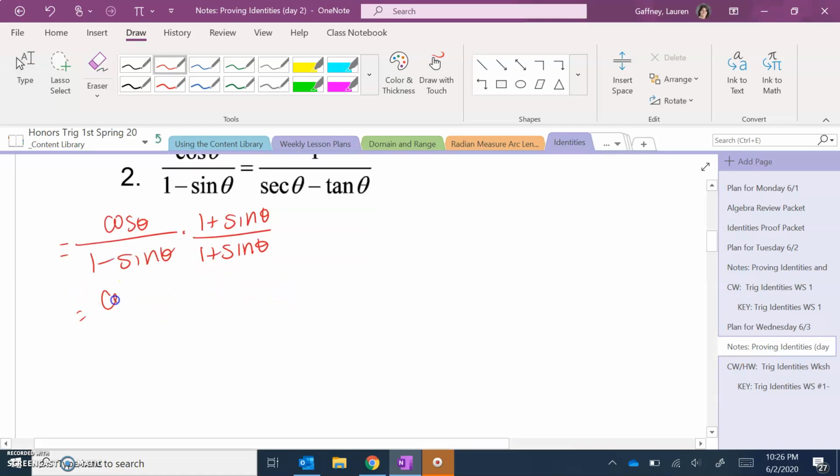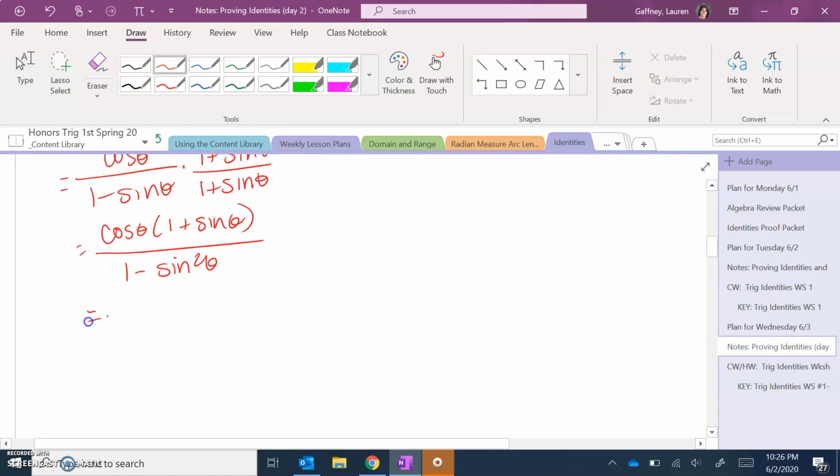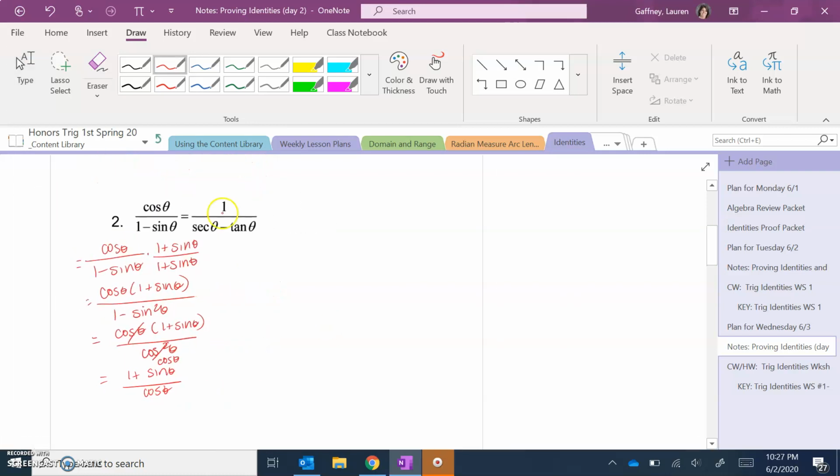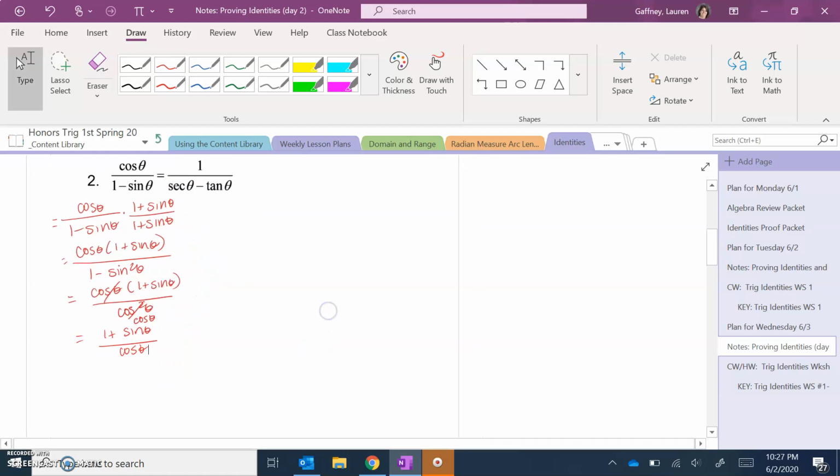Okay, so FOIL the bottom together and you would get 1 minus sine squared theta. If you look at your chart, 1 minus sine squared theta, that denominator is the same as cosine squared theta. You reduce those, you're left with 1 plus sine theta over cosine theta. Well, let's look. What's our end goal? So our end goal is 1 over secant minus tan.